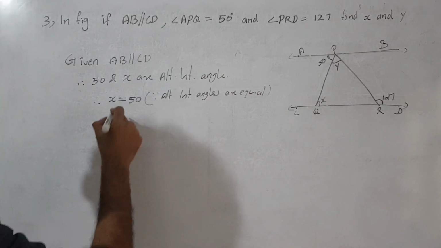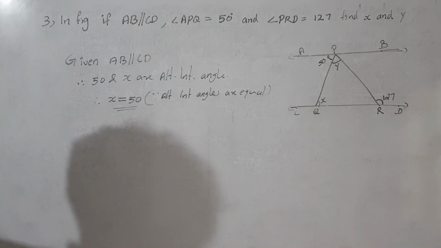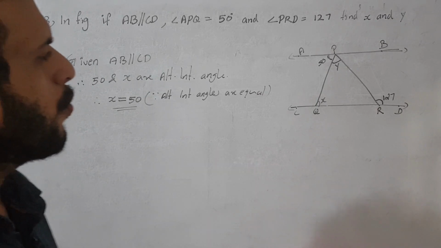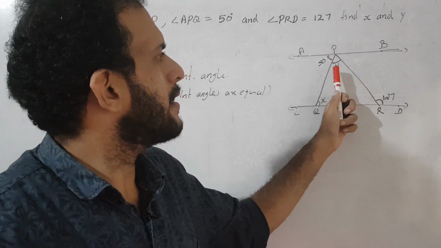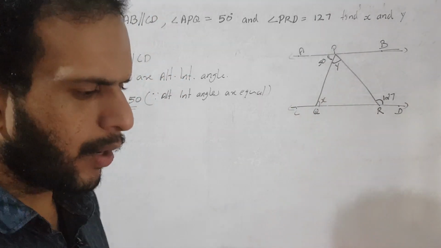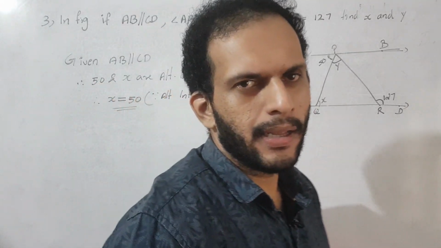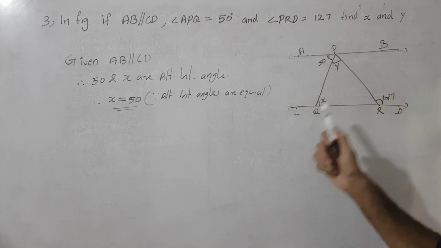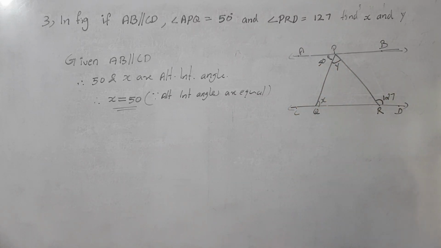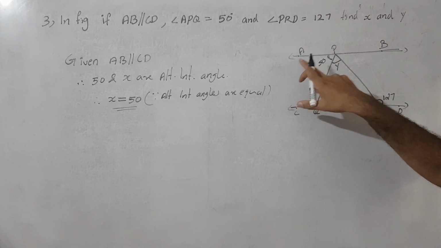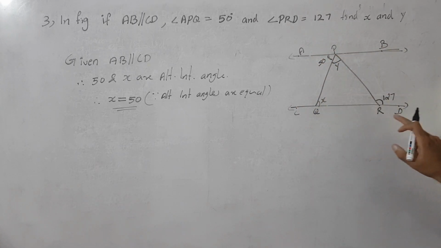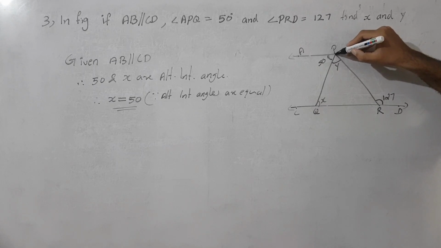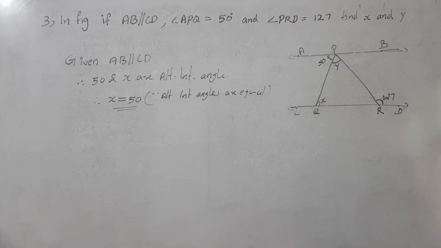Okay, now we got the value of x, correct? Then next we need to find only the value of y. Here we find it using another idea, the same idea. AB is parallel to CD, and these two parallel lines are cut by the transversal PR.